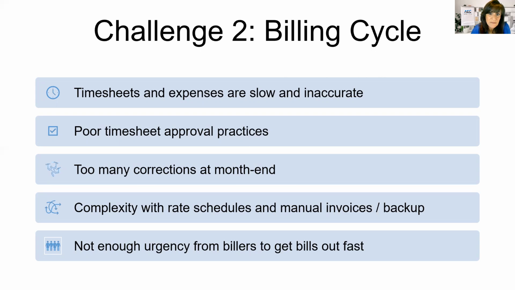Also, a lot of firms have too many rate schedules. There's so much complexity in the way that they've set up their system to do their billing. And with a lot of clients requiring specific billing formats, you may have a lot of manual invoice processes going on. They also may require a lot of backup data that goes with your invoice, and that will slow you down too. And then sometimes there's just not enough urgency.